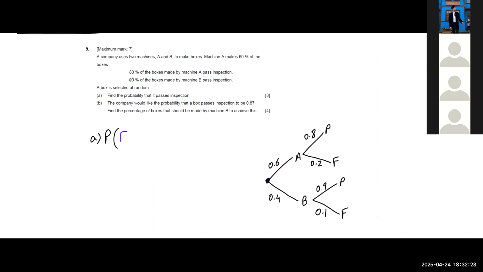Okay? So to find the probability of A and then passing, you have to do 0.6 times 0.8. And to find the probability of B and then passing, you'll have to do 0.4 times 0.9. Is this clear so far? Yeah. Okay. Why do we add them? Because they are two different paths. When you have to start over and then do a different path, you add up the probabilities of all the paths you have taken. Okay? This is your answer. Is this clear now?